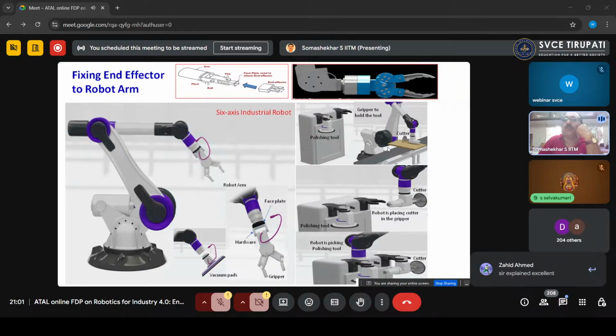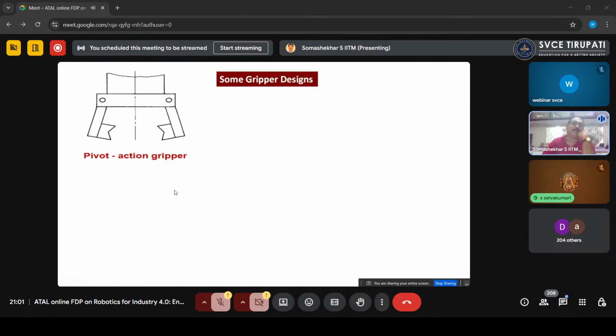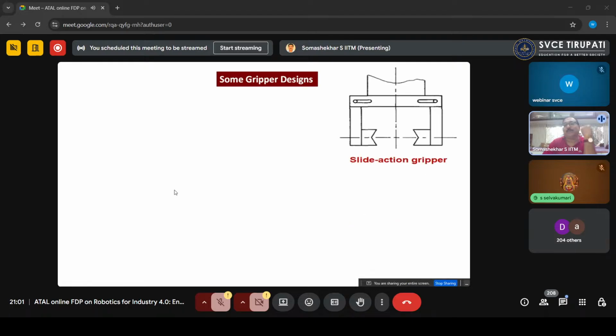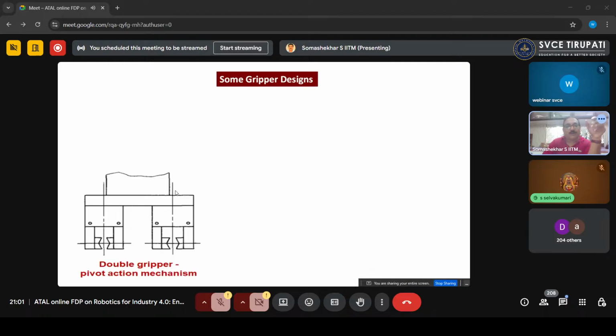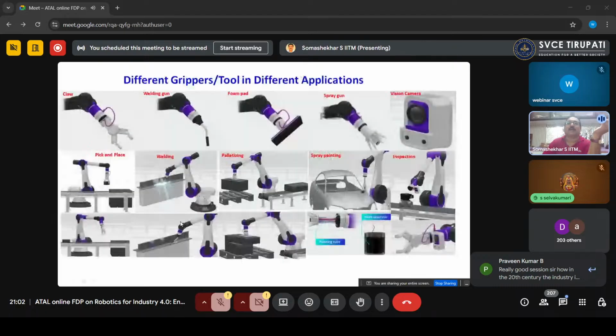You will see now, the 6 degree of freedom robot is carrying the cutter to cut the workpiece, or here you will see a chain, which is available in the polishing tool in the second, or a group of robots working. The first robot is cutting the workpieces moving over the conveyor. The second robot is doing the polishing, correct? Some of the grippers you will see are pivot action gripper, mechanical gripper, sliding motion grippers, or double grippers. You will see now 2 grippers on the robotic hand, or vacuum operated handcuffs.